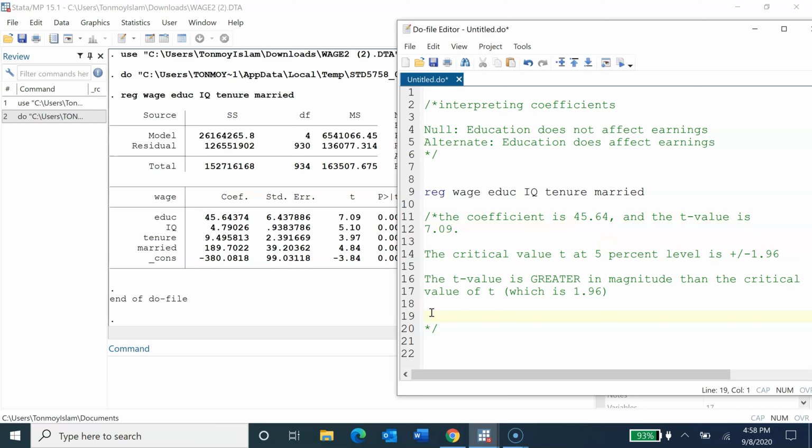So now when we are interpreting the coefficient, we will say that a 1 unit increase in education will increase wages by $45.64, and the effect is significant at the 5% level.